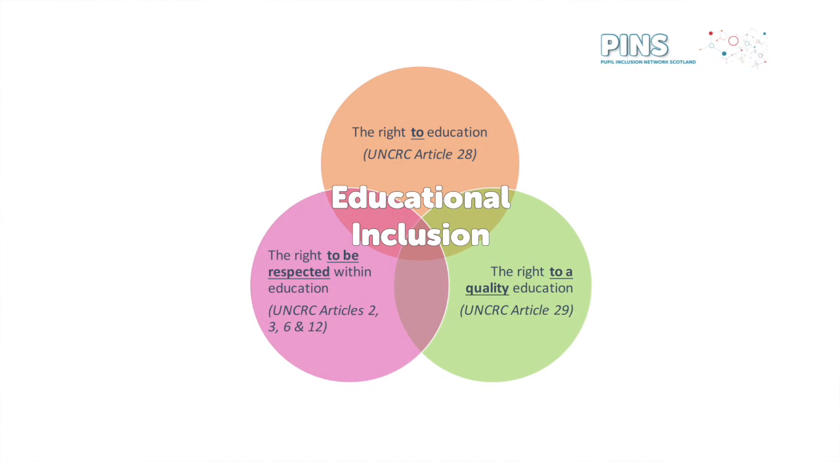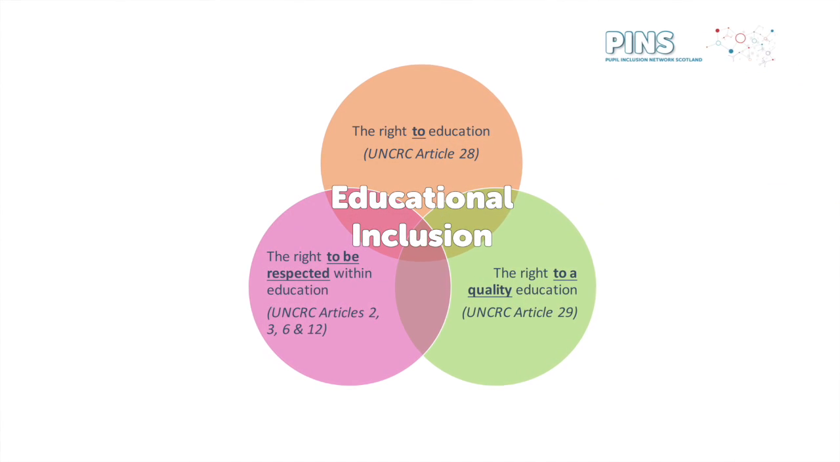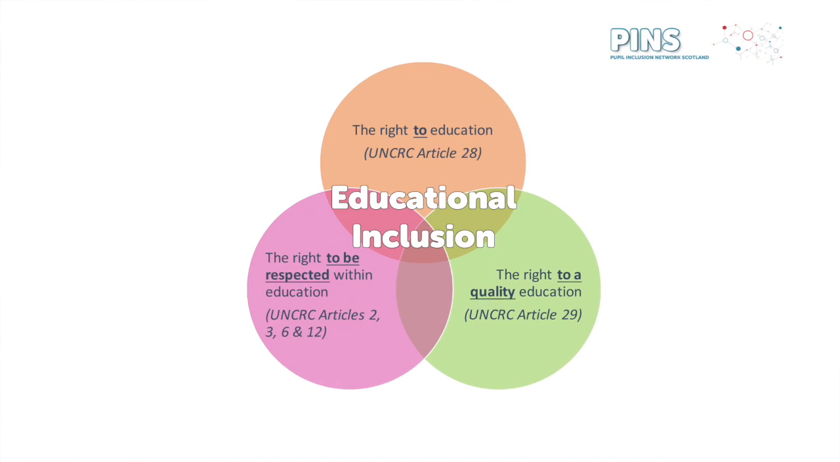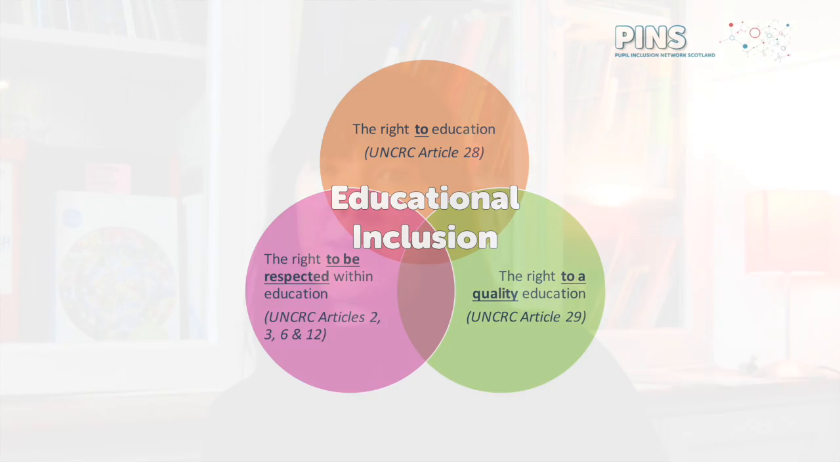How do children like to learn? What's the best way that teachers help them to learn? And what environment do children like to learn in? When do they feel respected? When do they feel listened to? Only by listening to children will their right to an education, their right to a quality education, and their right to be respected within education be achieved. And by bringing together these three key principles, these three key elements, then their human right to an inclusive education will be realised.